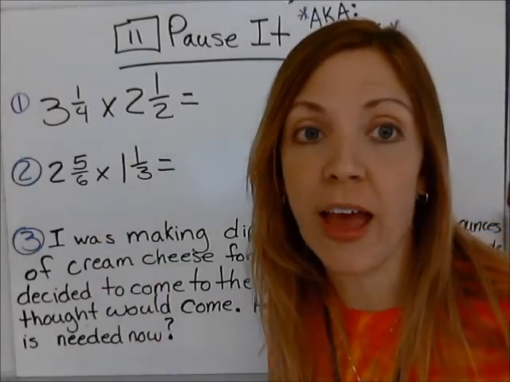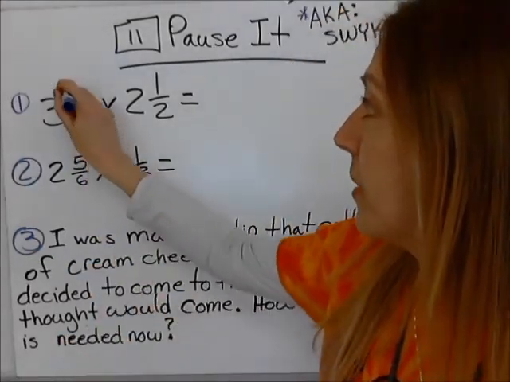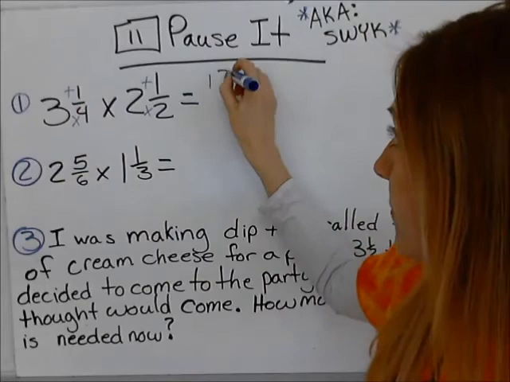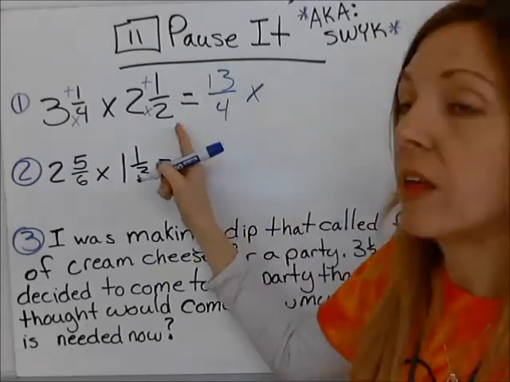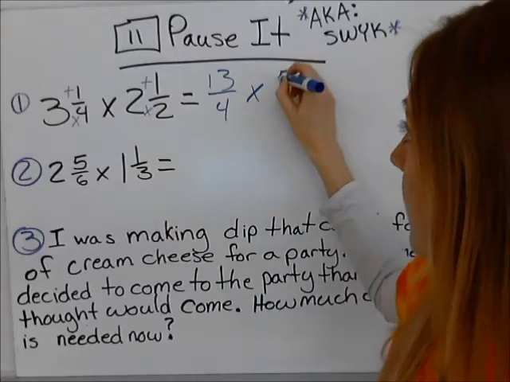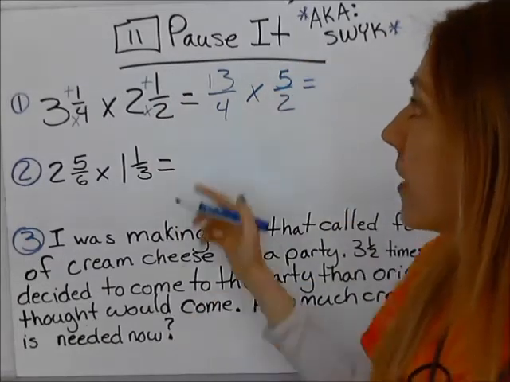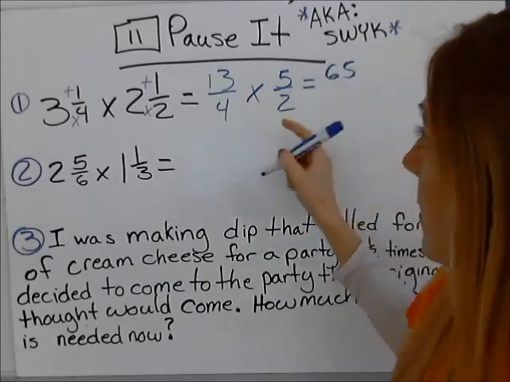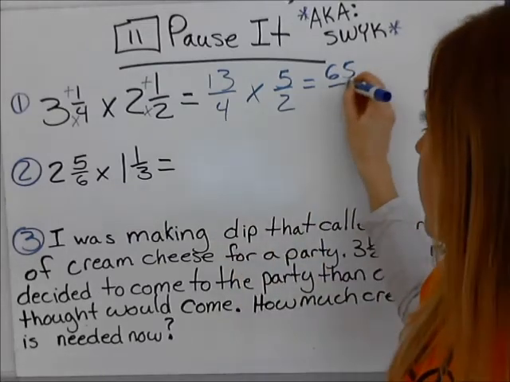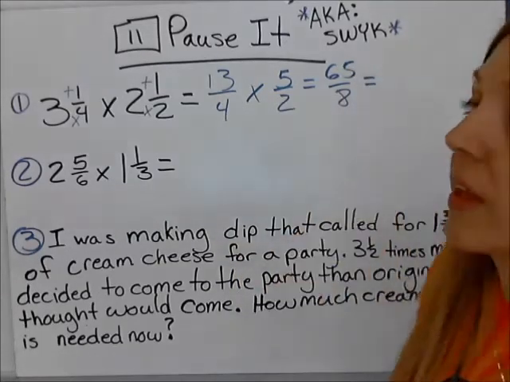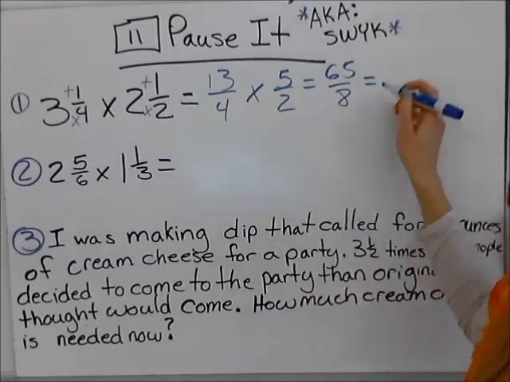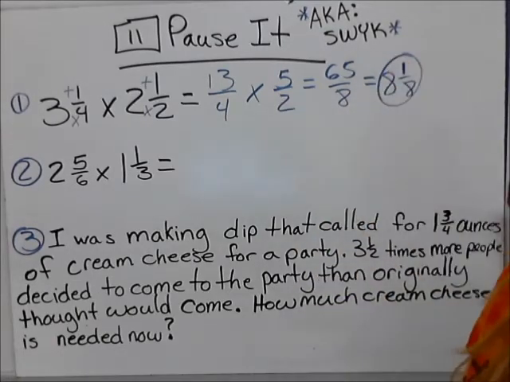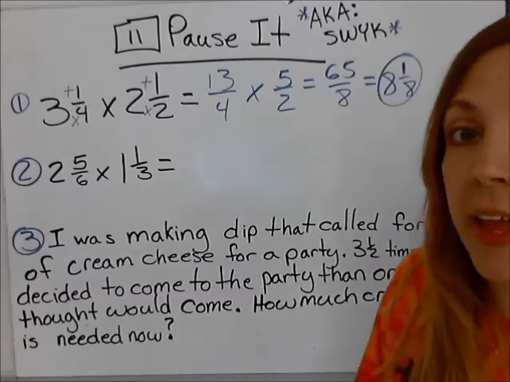All right, 3 1/4 times 2 1/2. Bottom times big plus top. 4 times 3 is 12 plus 1 is 13. 2 times 2 is 4 plus 1 is 5. 13 times 5 is 65. And 4 times 2 is 8. 65 divided by 8 is 8. 8 times 8 is 64. And I'll have 1/8 left over. So 8 1/8 would be my answer.